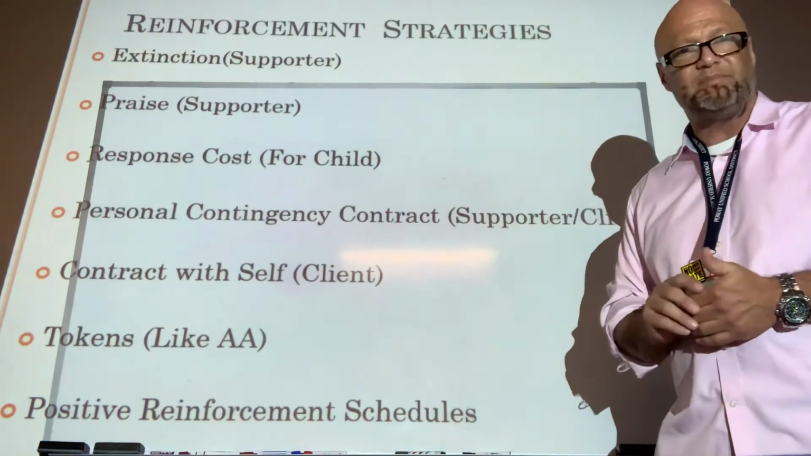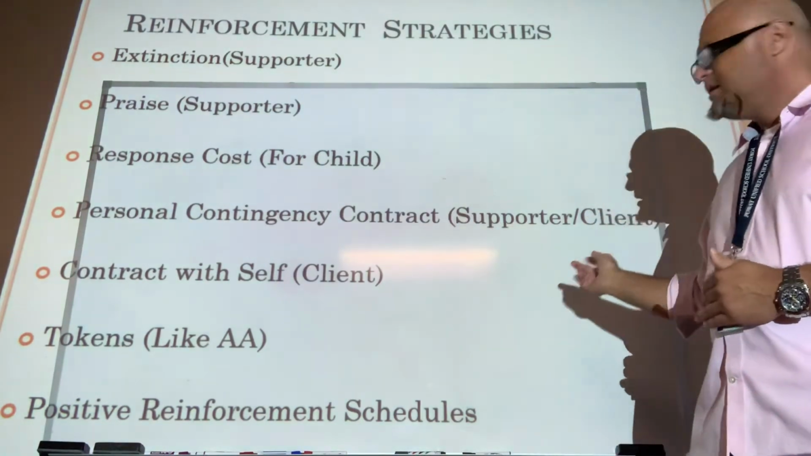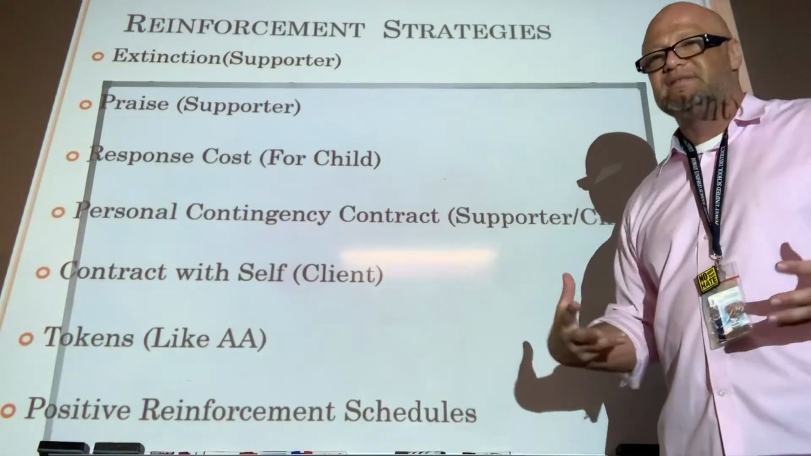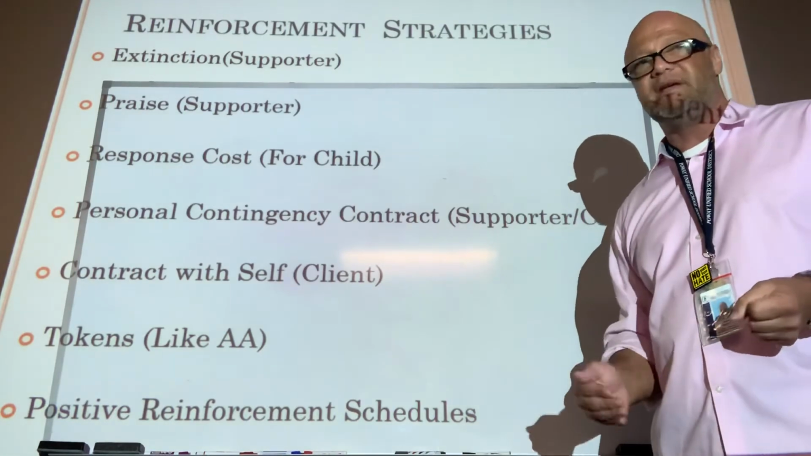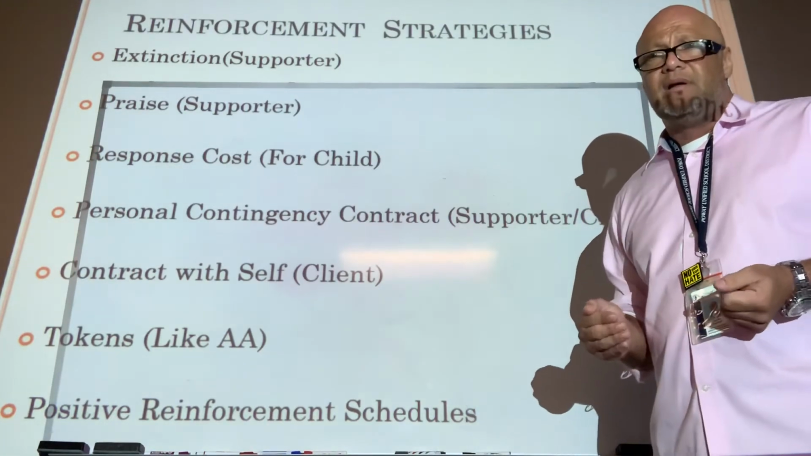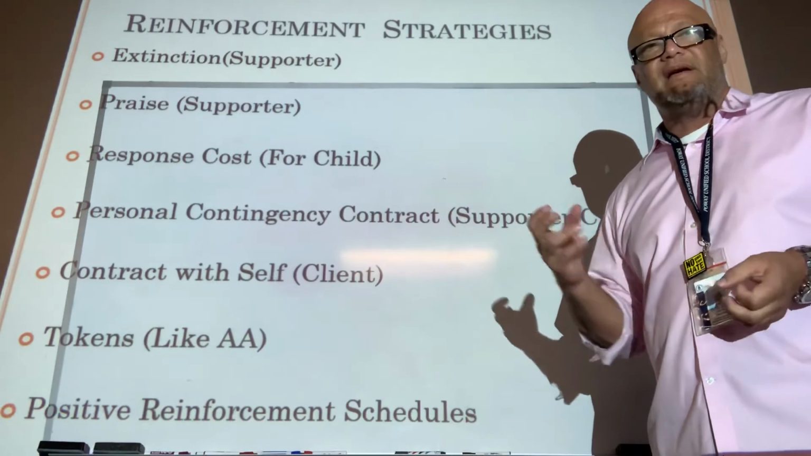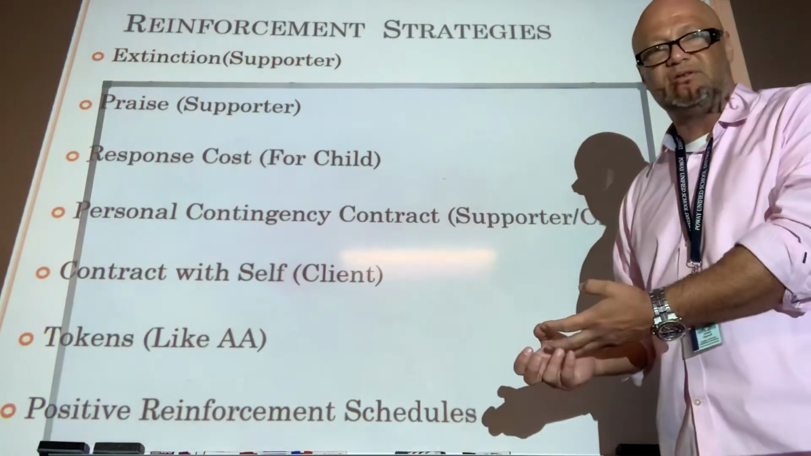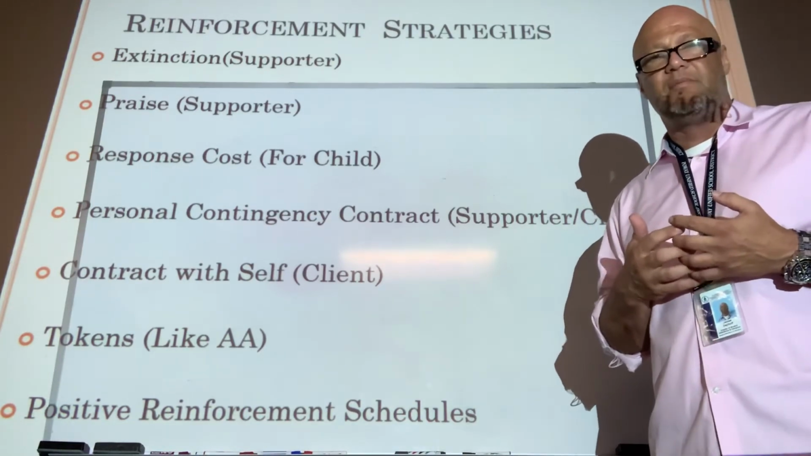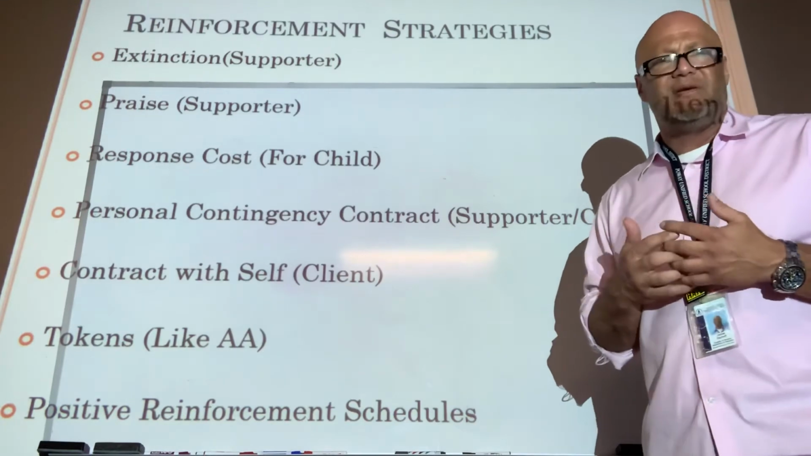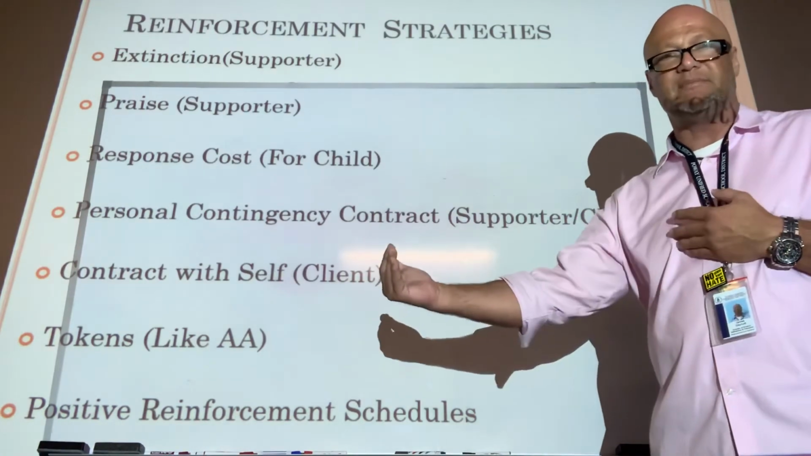A response cost would be for a child. It's actually a punishment. Personal contingency contract. That could be between everybody, and it's not going to change the behavior. Behaviorists often think there's a price for everything. Everybody has a price, every behavior. It's more around being an animal, where you give them something to do something. There's more of an intrinsic part in humans, as far as they want to change for the most part, and we are helping them identify this behavior and helping them change.